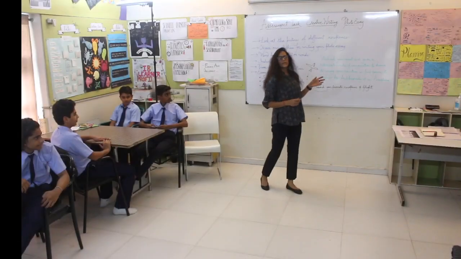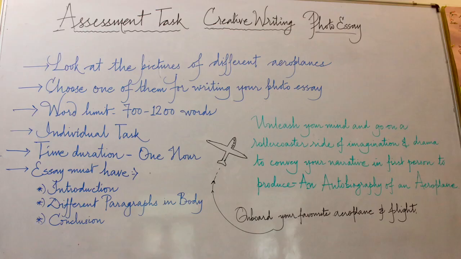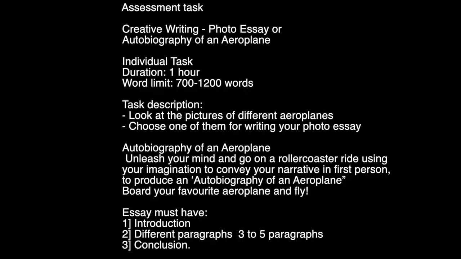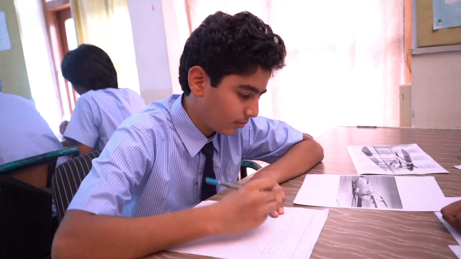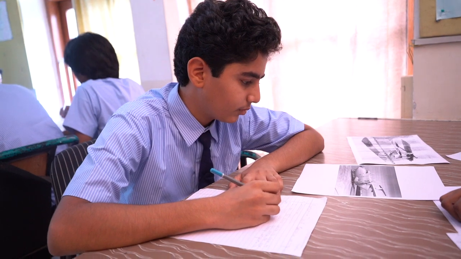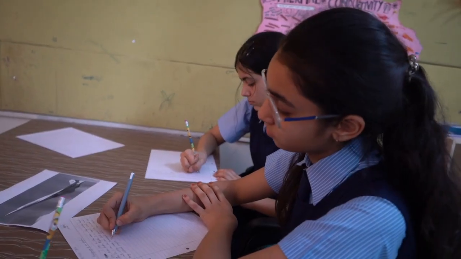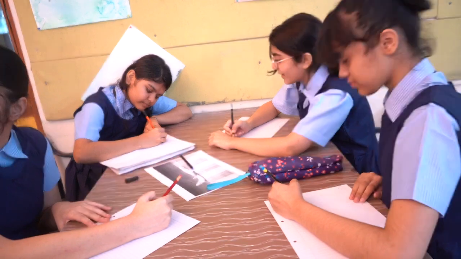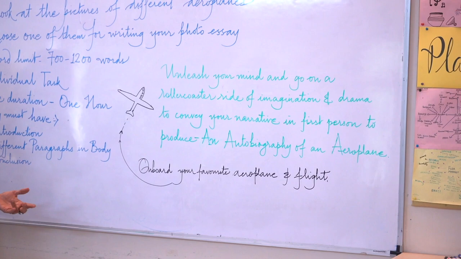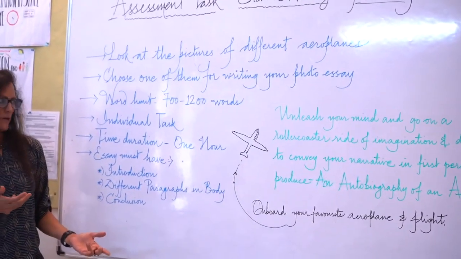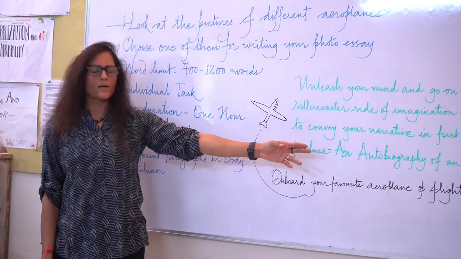Today we are going to do an assessment which is on creative writing. Okay? So there are going to be different airplanes, different types of airplanes. You can choose one of the airplanes from that one and you can write a creative essay on it. Okay? The word limit is going to be 700 minimum to 1200 maximum words. Okay? You convey your narrative in the first person because you are doing it as an autobiography, right? So it's an autobiography of an aeroplane.